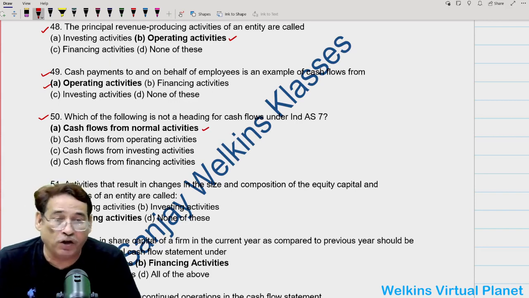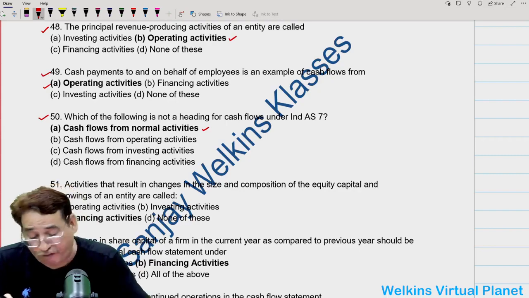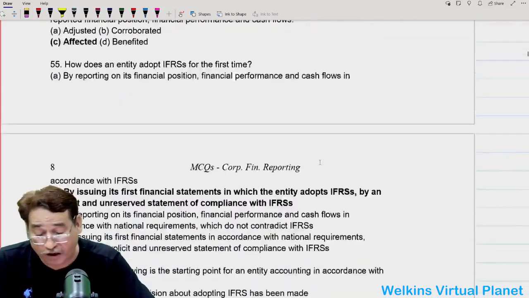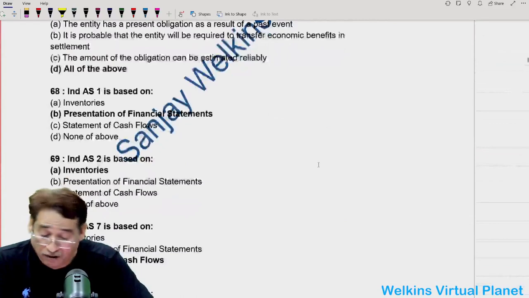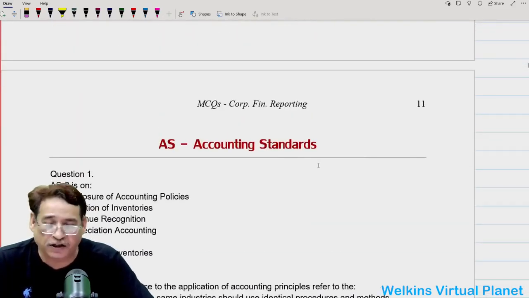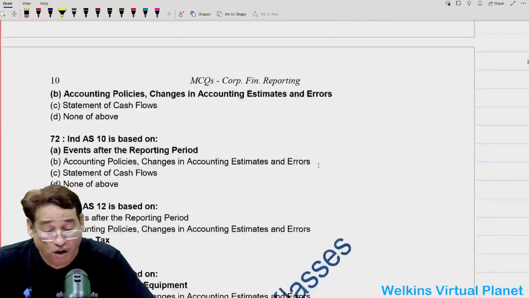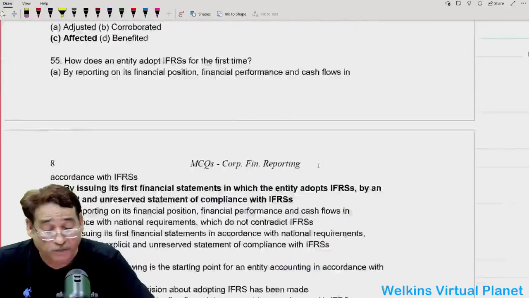So 50 objective type questions we have covered in this particular session. I have framed many more questions, but that I will discuss in the next session. Besides Ind AS, we have framed some objective questions on accounting standards also, that I will discuss in the upcoming series. So this will help you a lot.